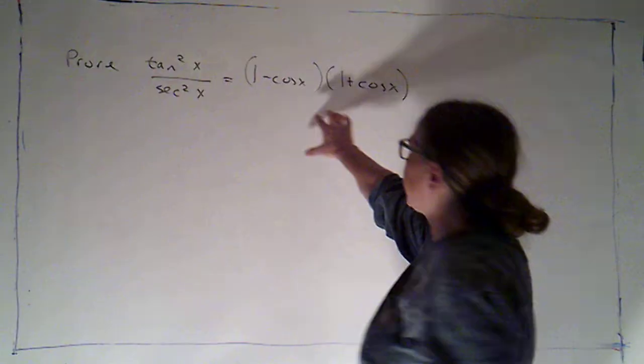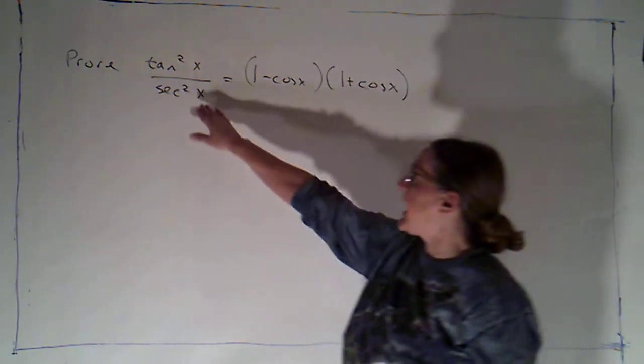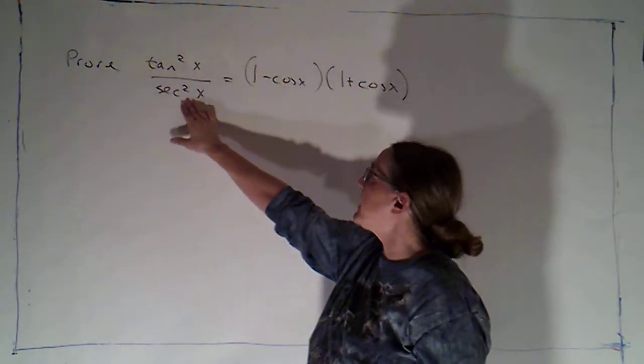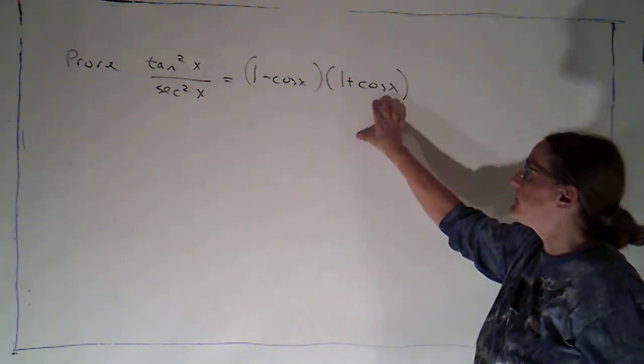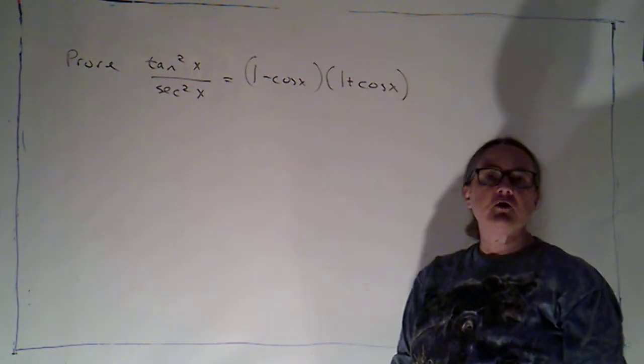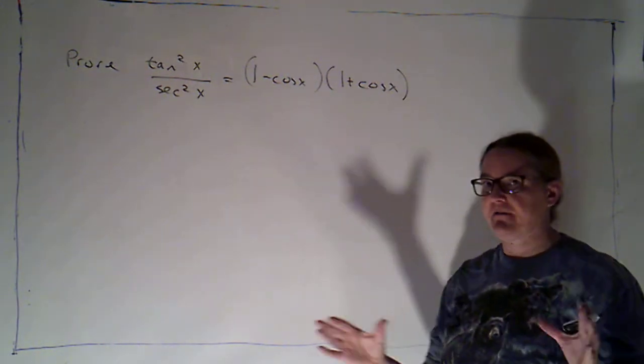I've got another trig identity up here on the board. I want to prove that tangent squared x over secant squared x is equal to 1 minus cosine x times 1 plus cosine x. Okay. And here I'm going to show you what I call the 3-paragraph method.